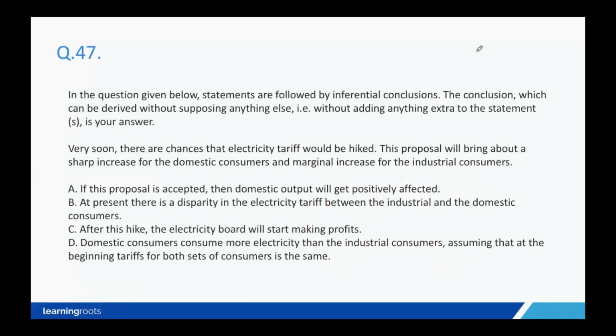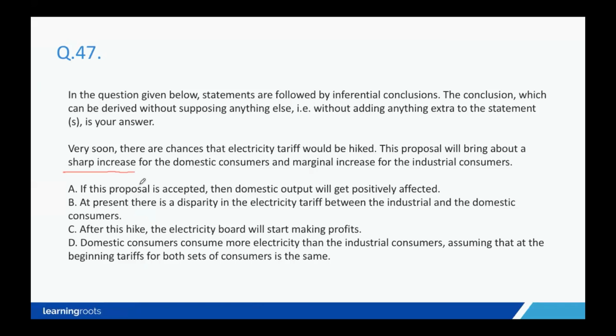Okay, in the question given below, statements are followed by inferential conclusions, and you need to figure out which conclusion can be derived. Right? So the question is, very soon there are chances that electricity tariff would be hiked. This proposal will bring about a sharp increase for the domestic consumers and marginal increase for the industrial consumers. Right? So again, probably not the best framed question. So it says it will bring about a sharp increase. Again, increase in what? Increase in price probably, but again, not really given in the question as such.